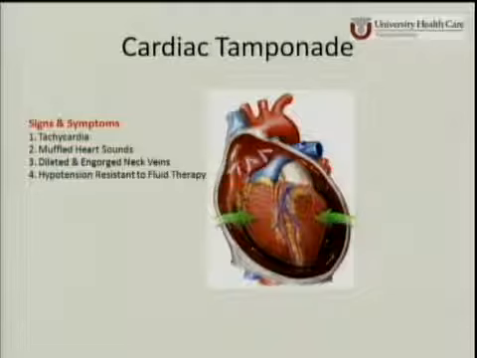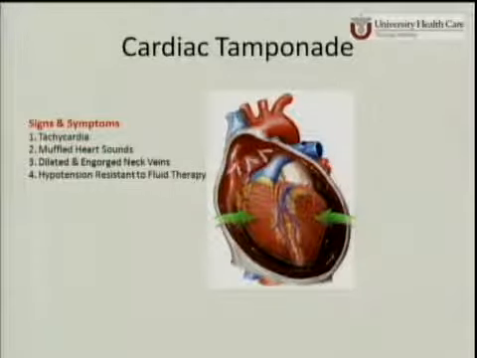So the signs and symptoms of a cardiac tamponade include tachycardia. And if you remember, when we go back to cardiac output, one of those things that we looked at was our heart rate. So our heart rate is going to go up in an attempt to try to get more blood out to the body. They'll also have muffled heart sounds, and if you think about it, if you've got a lot of blood sitting around the heart, you're going to be listening through liquid or through fluid when you're trying to hear those heart sounds.